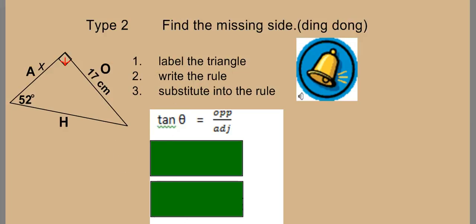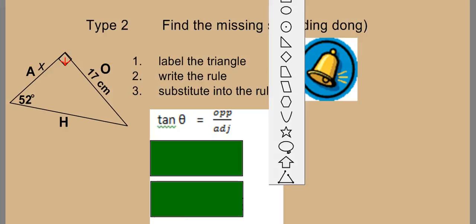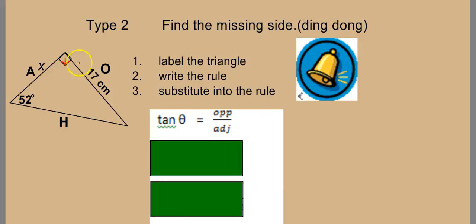Second step, write the rule. In order to identify the rule, we need to put circles around the information that we've got. So here we've got an X, and here we've got 17 centimeters. So we've got the opposite side and the adjacent side, and that indicates to us it's going to be the tan ratio that we're going to use. So we write down that rule. Then we're going to substitute into the rule.